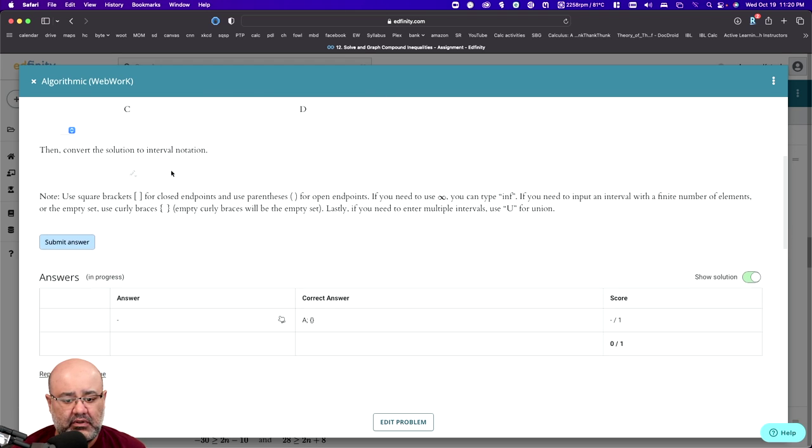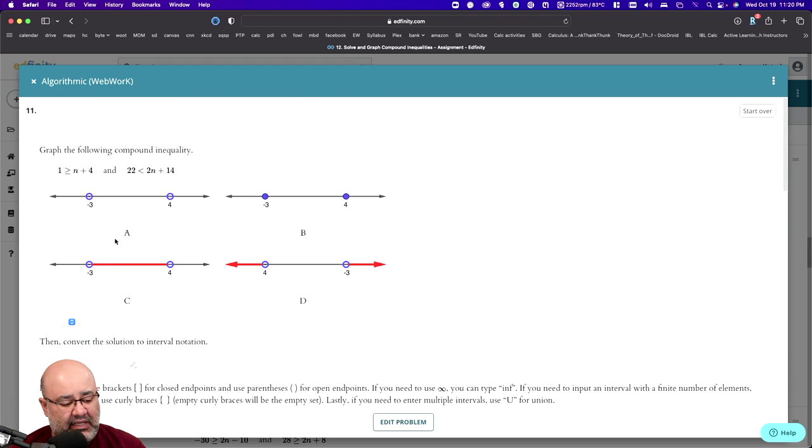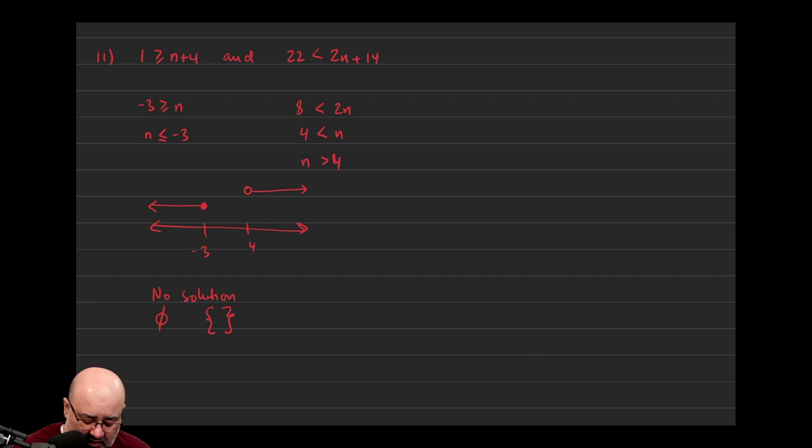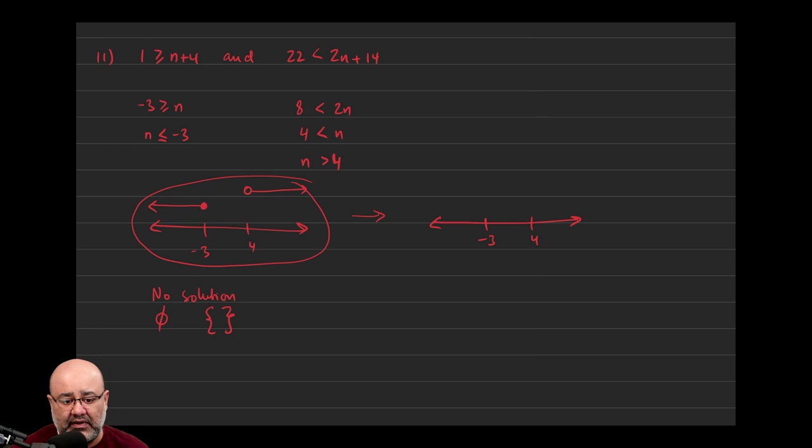Let's see if that's what they're agreeing. Yeah, they're saying that A is the final answer, which hopefully makes sense because this is the intermediate graph. The final answer would be nothing. Now you can say negative 3 here and positive 4 here, but nothing is being shaded in the final answer because there's no solution. The solution would have been the thing that you would have shaded.